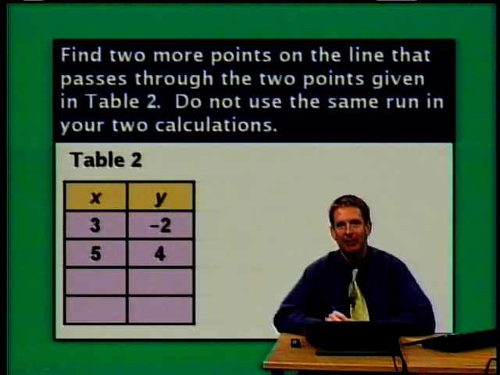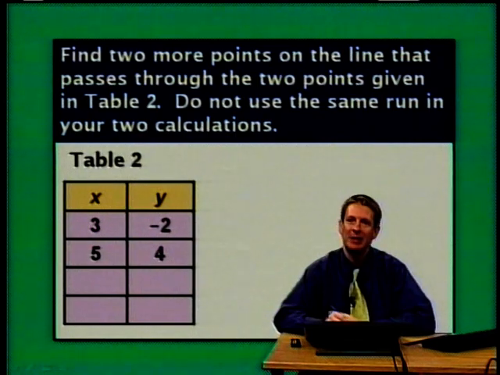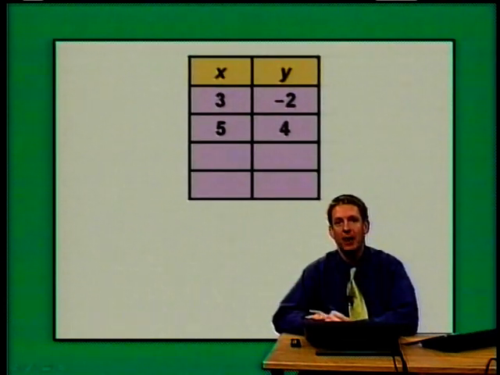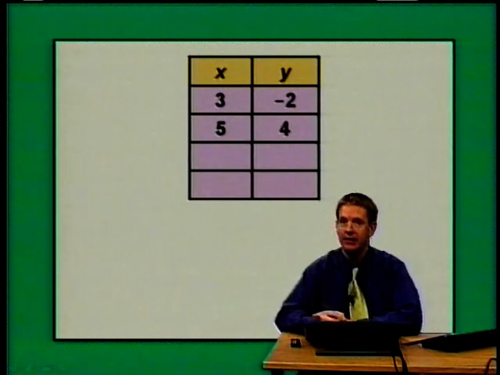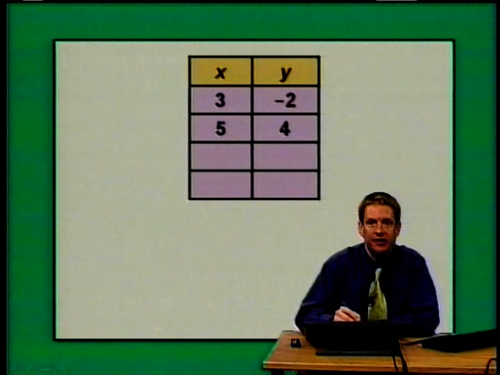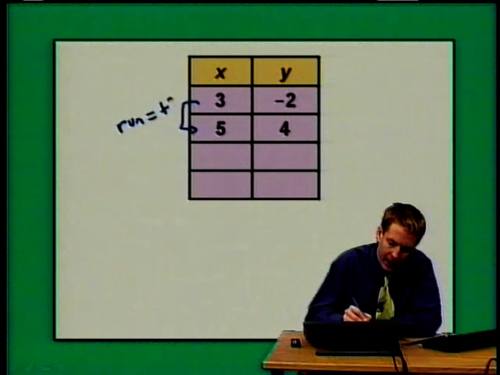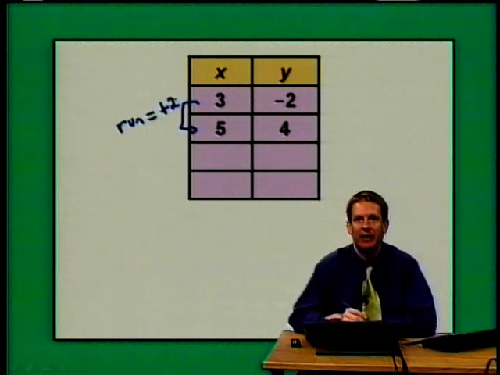Let's work this example. Let's find 2 more points on the line that passes through the 2 points given in Table 2. And let's not use the same run in our 2 calculations. Let's begin by giving ourselves some room. So I'm given 2 points, and in my table I can see from the first point to the second point, x increases by 2. We call that a run of 2. I'm going to emphasize that it's a positive run.